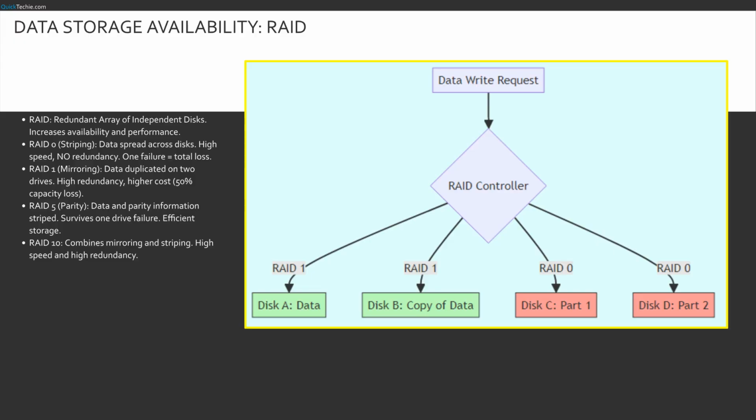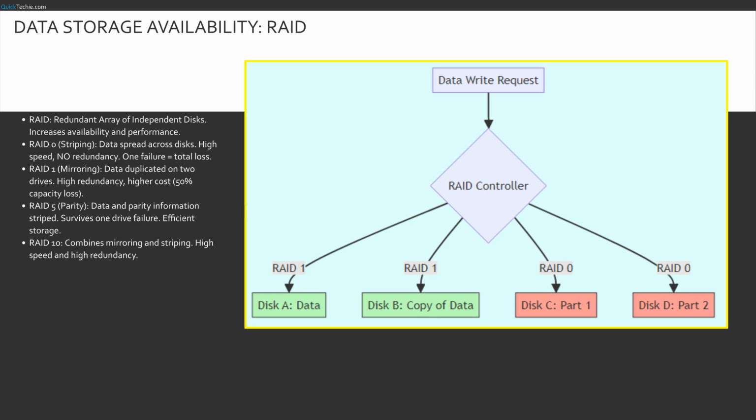A critical component of availability is the hard drive. We use RAID, redundant array of independent disks, to protect against drive failure. You need to know the differences. RAID 0 is striping. It's fast, but has 0 redundancy. If one drive fails, you lose everything. Never use RAID 0 for critical systems.